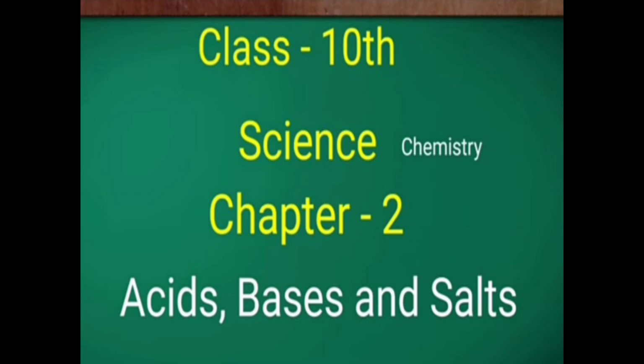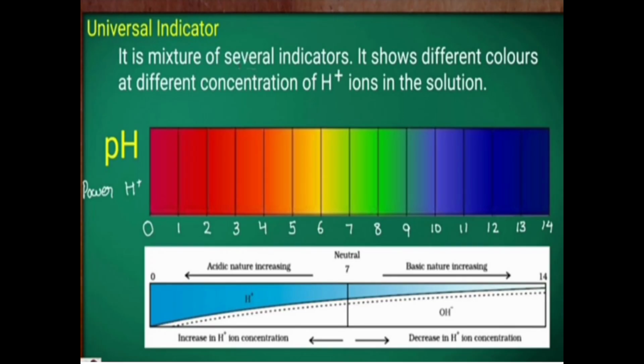In today's session we are going to study universal indicators, that is a little detailed study about indicators, and salts. So let's begin the session with universal indicators. A universal indicator is a mixture of several indicators. It shows different colors at different concentrations of H plus ions in the solution.